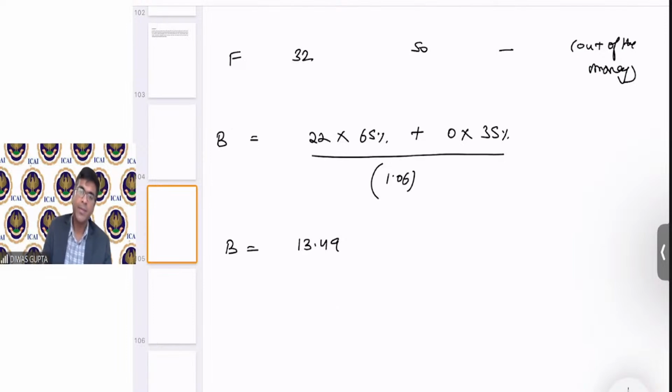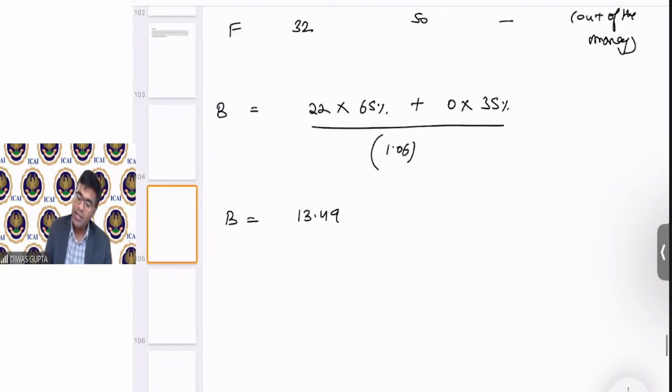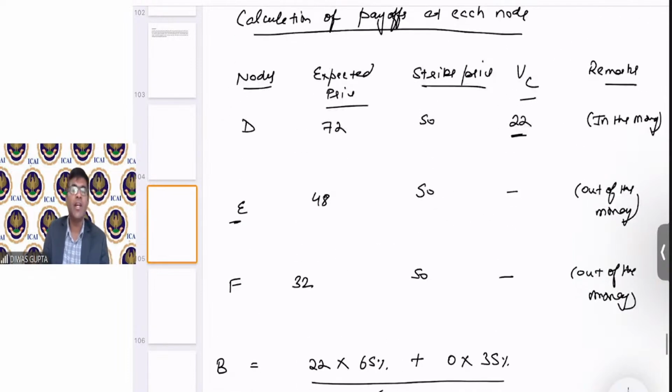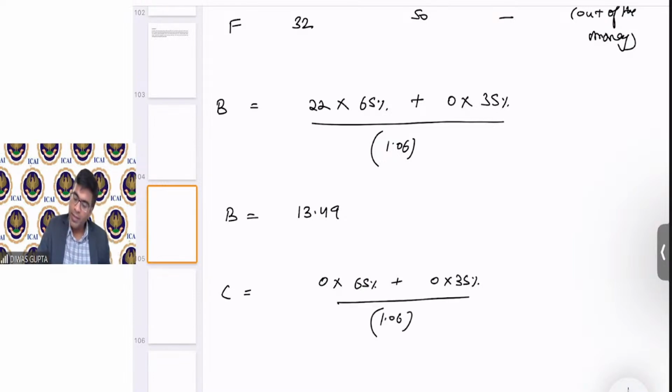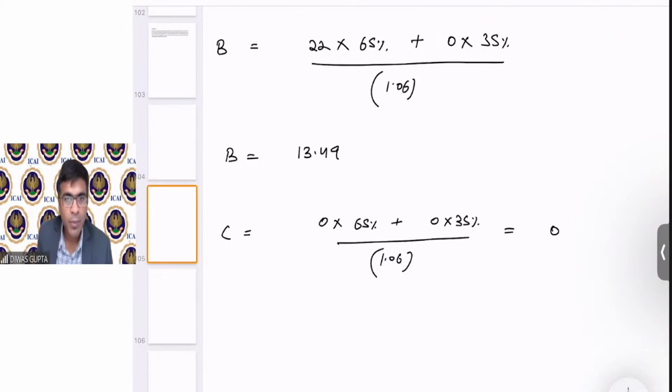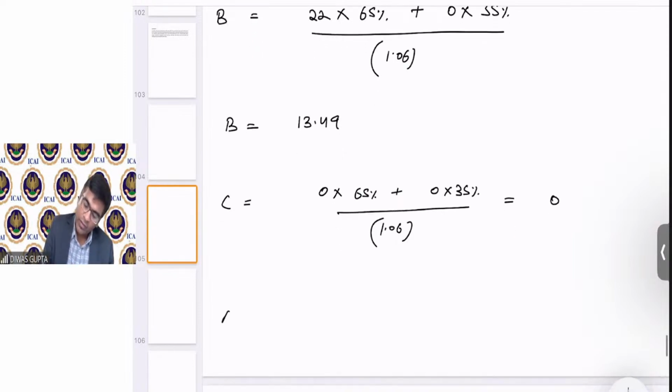13.49 is the absolute value. Now, similarly, let's come to C node. So students, for C node, E and F have to be multiplied. E, what is the value? 0. F, what is the value? 0. 1.06, if we do, then also it is actually 0 only, right? So B's value is 13.49. C's value is 0. Now, A's value will be how much?